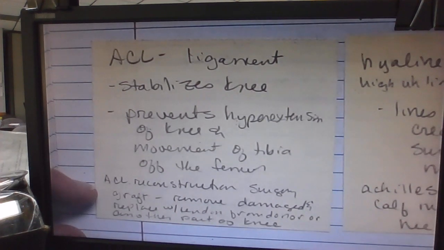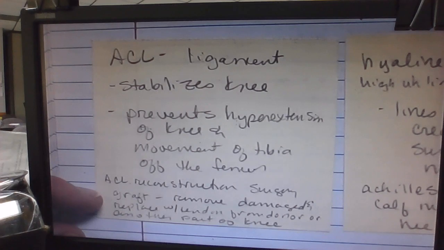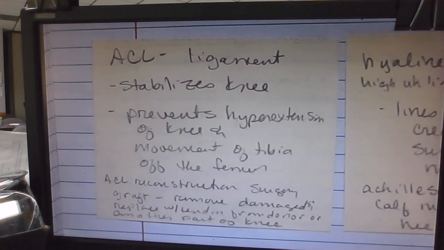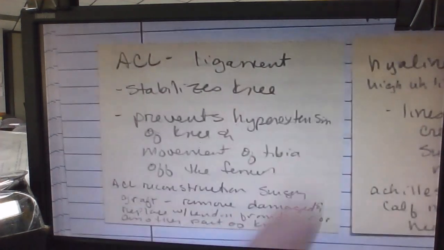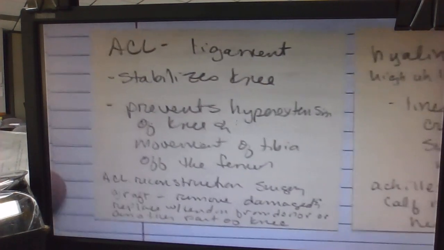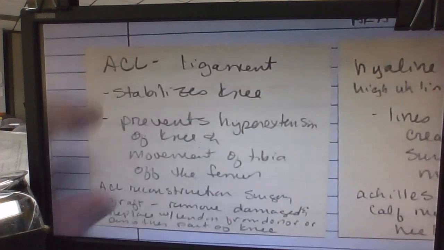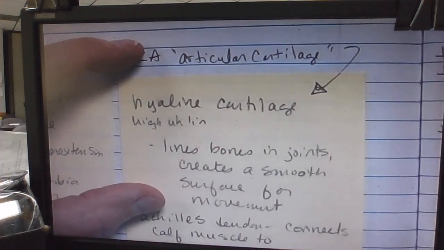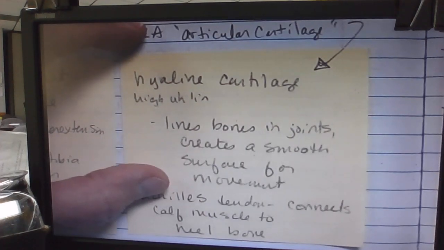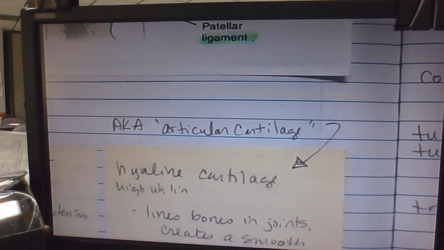ACL reconstruction surgery is a graft. Remove the damaged tendon and replace it with tendon from a donor or from another part of the knee. That's just FYI, just information, because ACL is something that's common that you've known. You do need to know articular cartilage, hyaline cartilage. The rest of this is just information to help you touch base and figure out what's going on.